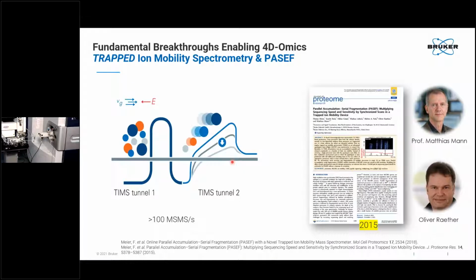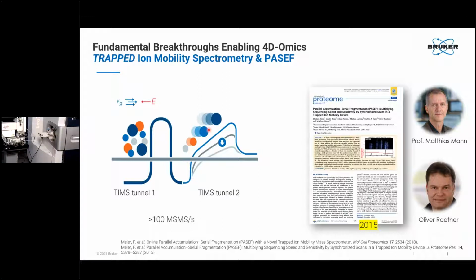So this is a concept that has been around for a little while. We first published on these concepts back in 2015, working with Professor Matthias Mann at the Max Planck Institute, and we came up with this concept we call PASEF, which stands for parallel accumulation and serial fragmentation. It's how we do DDA. So we accumulate ions, we pass them through, we separate them, and we elute them, and we fragment each one as it comes out of the TIMS cell.